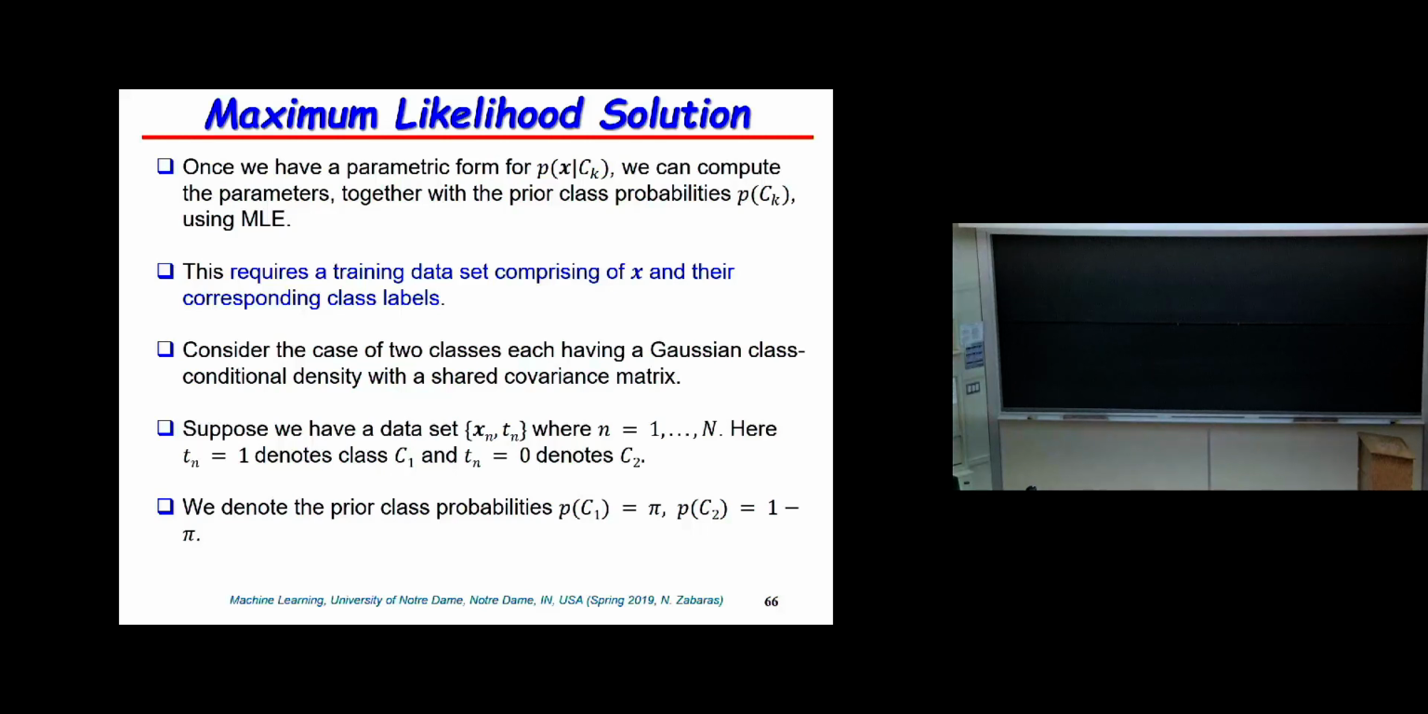And just to make the algebra easy, I'm going to define the target values to be 1 if I'm in class 1 and 0 if I'm in class 2. As I told you, depending on the problem, sometimes I may call the labels 1 and minus 1, depending on what the algebra looks like. Here the labels are 1 and 0.